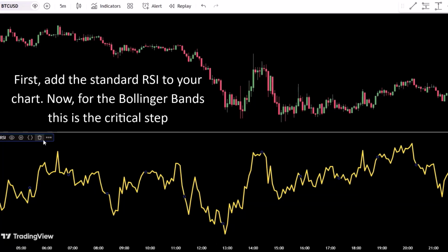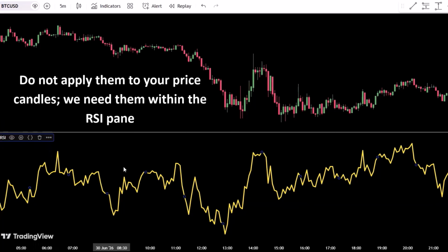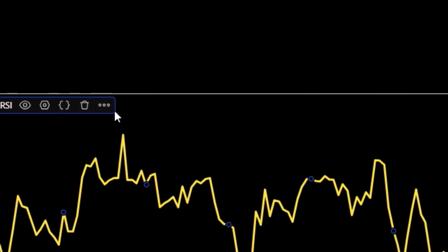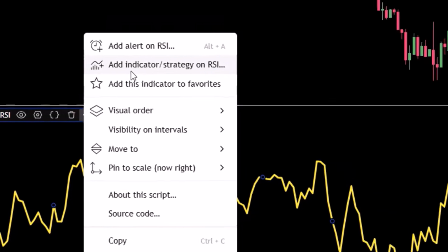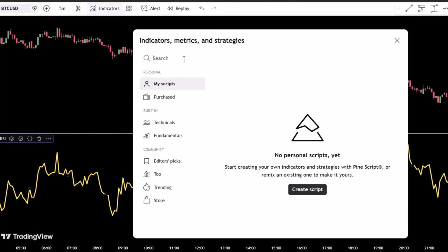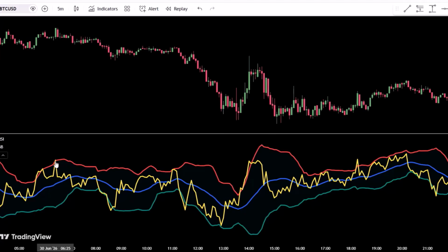Now, for the Bollinger Bands, this is a critical step. Don't apply them to your price candles. We need them within the RSI pane. Click the 3 dots next to the RSI label to open the More menu, select Add Indicator Strategy on RSI, then search for and add Bollinger Bands. Now you'll see the bands wrapped perfectly around your RSI line.